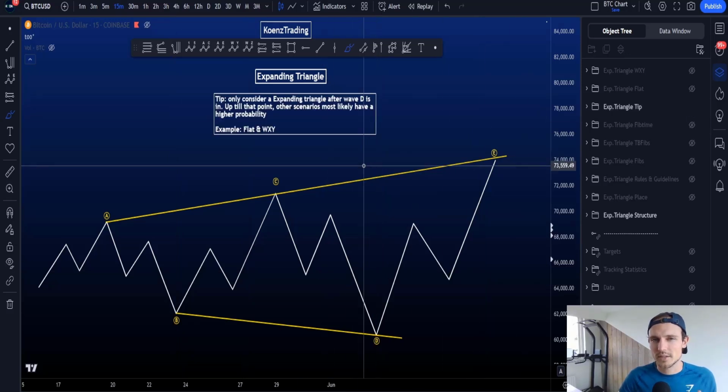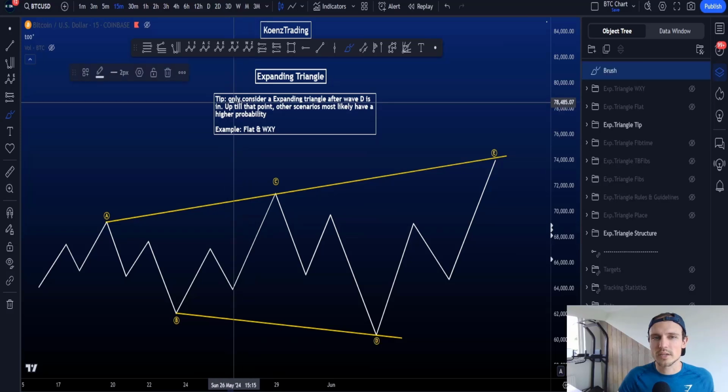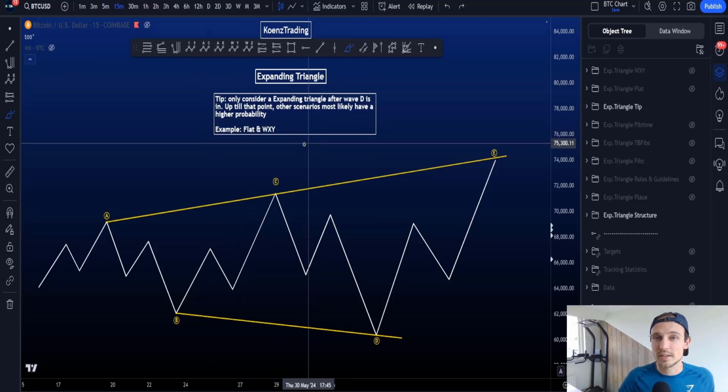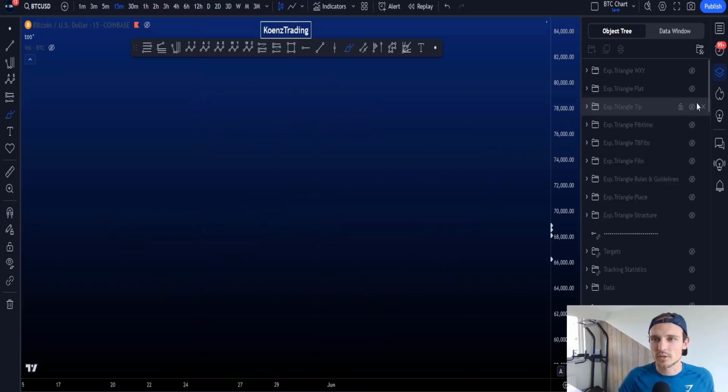An important tip that I do like to give you is to only consider an expanding triangle after wave D is in. Up till that point, there are other scenarios that most likely have a higher probability, for example, a flat and a WXY structure.